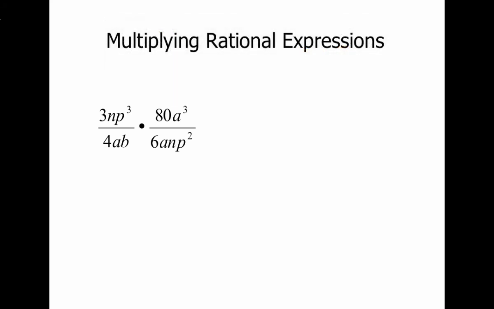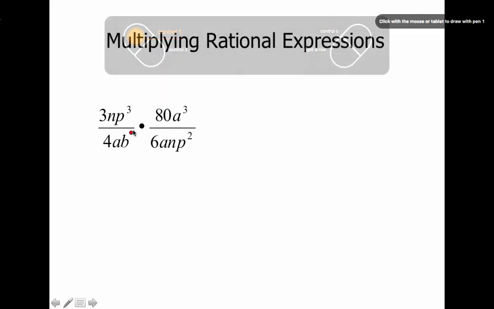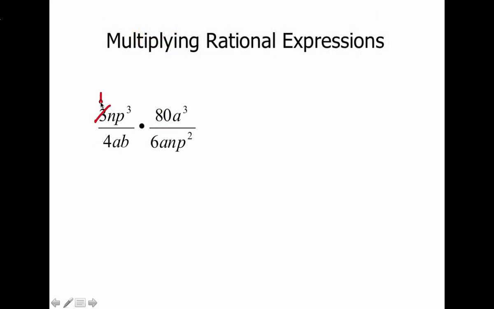Multiplication, same type of thing. You can either multiply right away and then cancel, or you can cancel as you go. If you canceled this one as you went, I'd take 3 and make it into 1 over 2. I'd take 80 and make it into 40 over 1. I'd take 40 and make it into 10 over 1. So whole number wise, I'm left with a 10 on top. I have an n on the top and an n on the bottom.